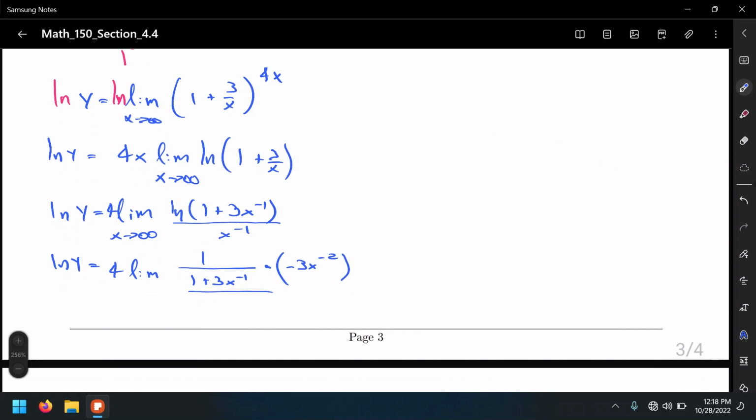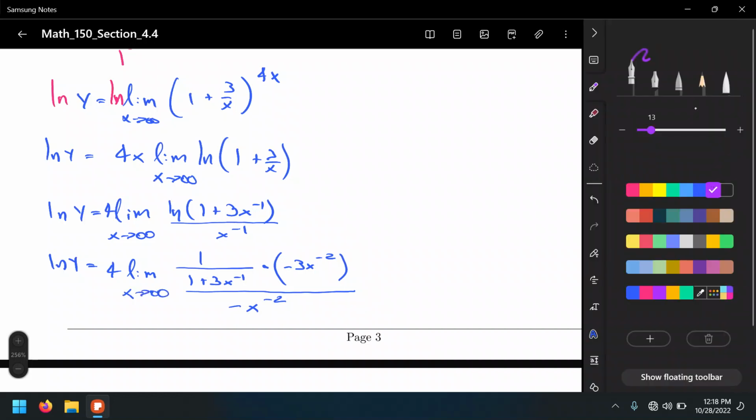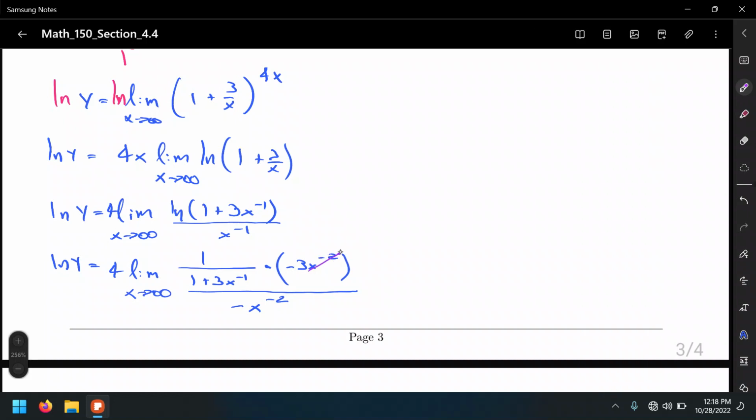And that's the derivative of the numerator. What's the derivative of the denominator? The derivative of x to the negative 1 is negative x to the negative 2. I know this looks ugly, but check this out. A lot of stuff can cancel. We can divide out x to the negative 2 with x to the negative 2. We can divide the signs, negative over negative becomes a positive. And be careful with this 3 that was left in the cancellation. I'm going to multiply it with the 4 outside. Alright?